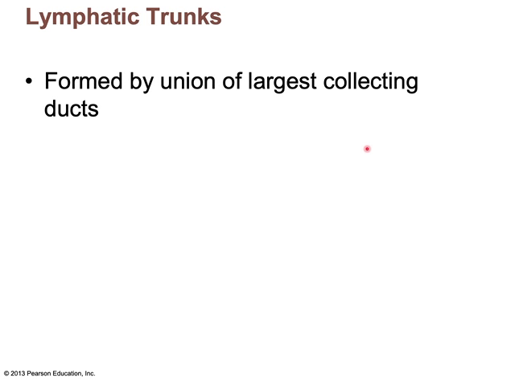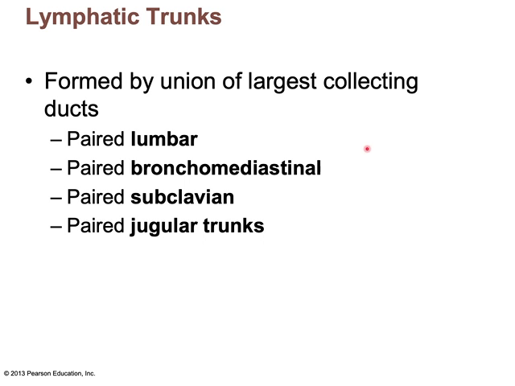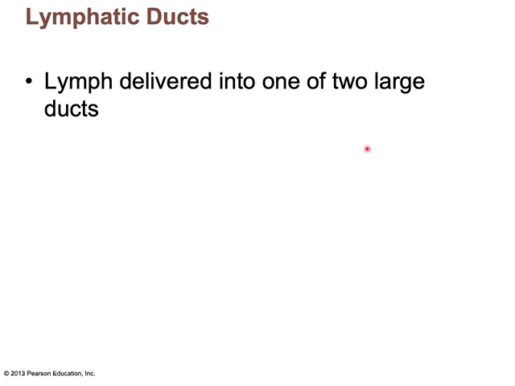The lymphatic trunks are formed by the union of the largest collecting ducts, which are the paired lumbar, the paired bronchomediastinal, and the paired subclavian and jugular trunks. Okay? There's a single intestinal trunk as well.